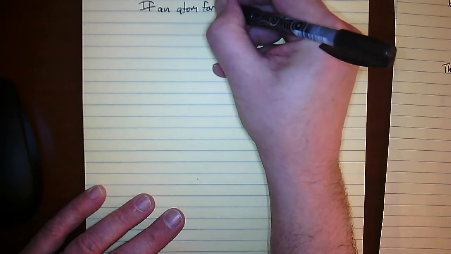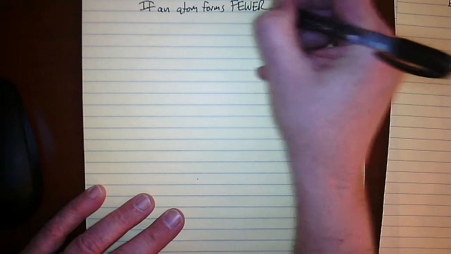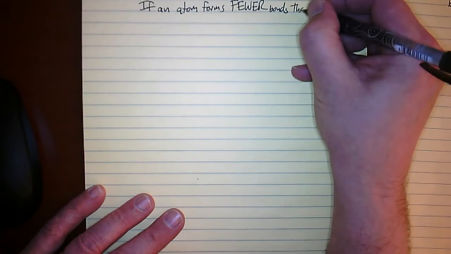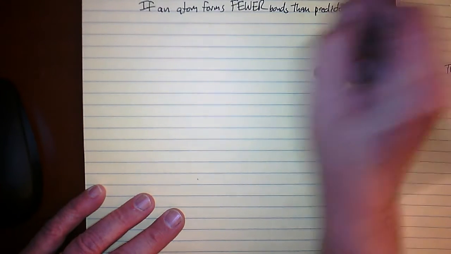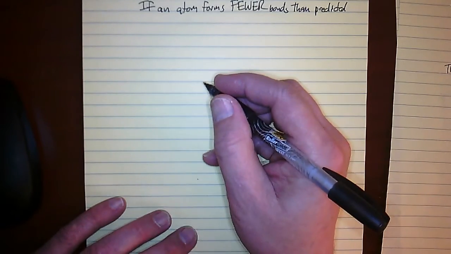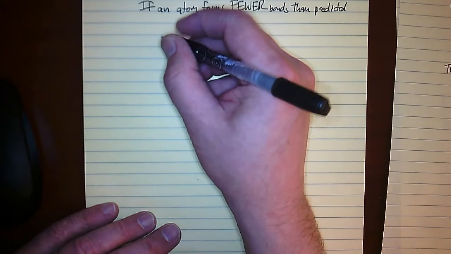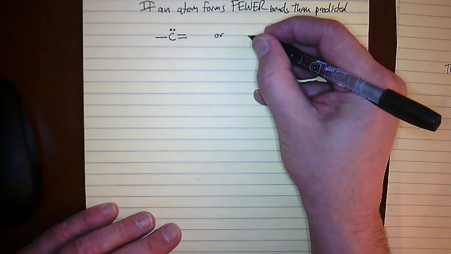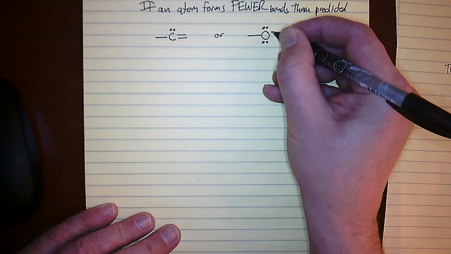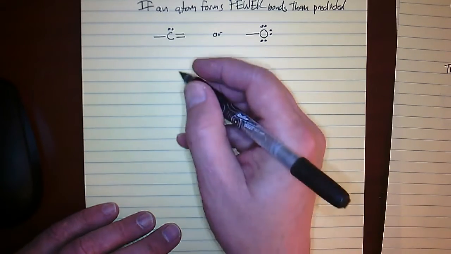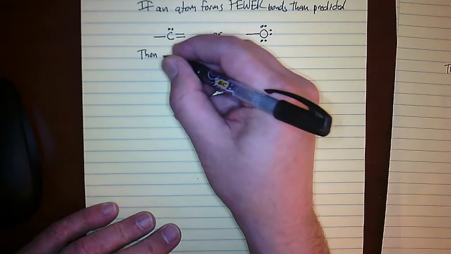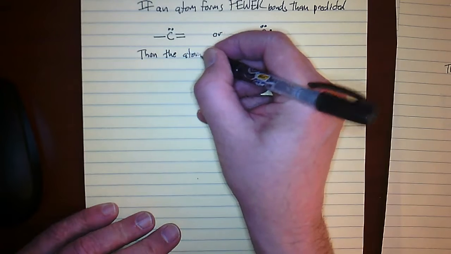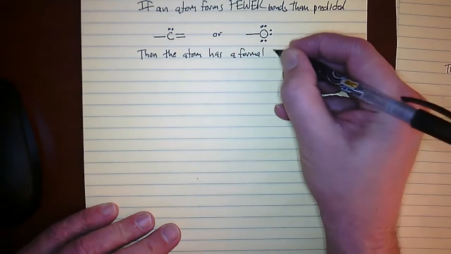What about if an atom has fewer bonds than predicted? If an atom forms fewer bonds than predicted, for example, if carbon formed 3 bonds, if we had something like this, or if oxygen formed 1 bond, we had something like this, then the atom has a formal negative charge.